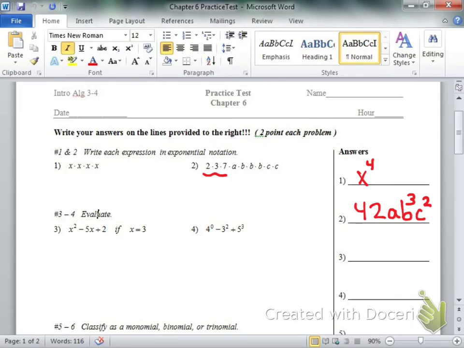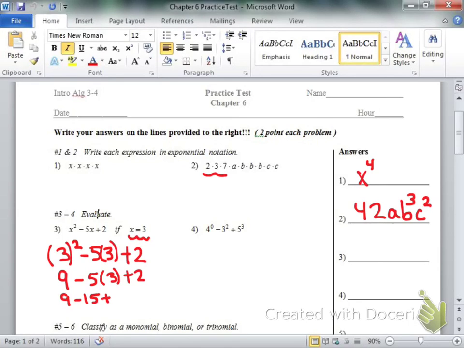Alright, and this next one you're plugging in a number for the variable using substitution, and then you're just simplifying using the order of operations. So remember, when we plug anything in for a variable, we keep it in parentheses. That'll help us keep our signs straight and our operations straight. So in this one we will do exponents first, so 3 squared is 9. Next we'll do multiplication, so that gives us a minus 15.